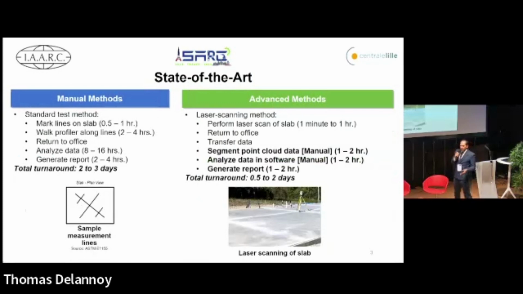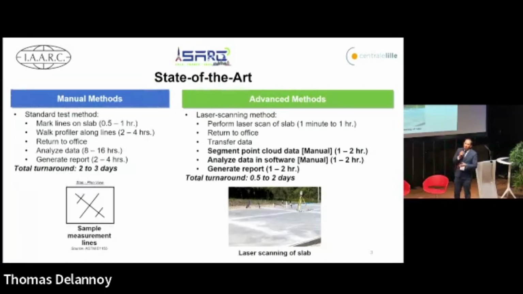Let's discuss the manual method first. In this case, you have to mark some lines on the slab. This takes time from half an hour to 1 hour. And then you have to walk a profiler along those lines. This machine is quite clunky. Basically, it looks like you have an extra pair of feet and you have to walk the machine like this, side to side. The machine is like a profilometer and it's measuring the flatness and levelness along the lines that you previously marked. So as you can see, it could take quite a bit of time.